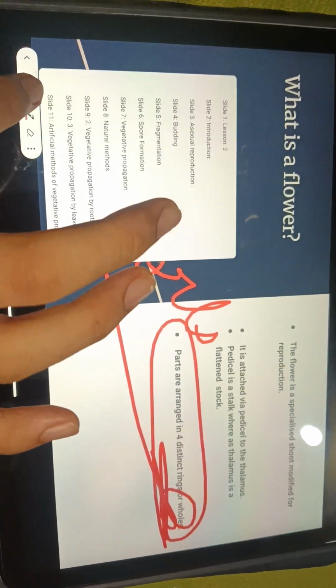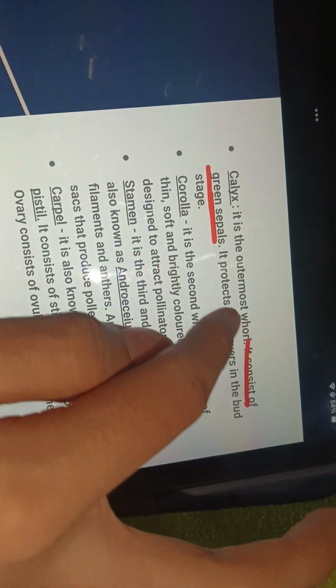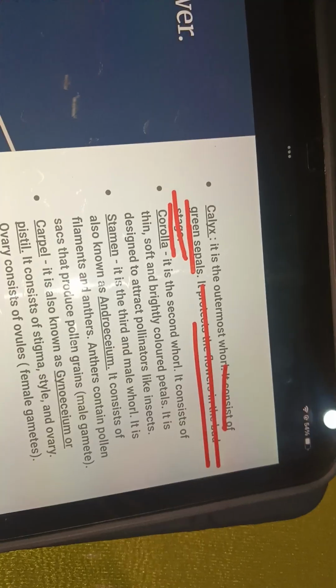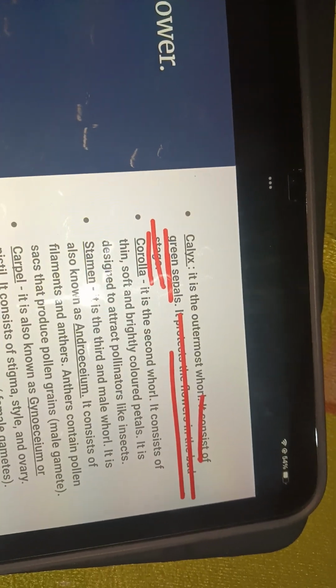Calyx consists of green sepals, which means they are green in color. It protects the flower and the buds. The leaf-like structure, green sepals. Okay. Corolla.